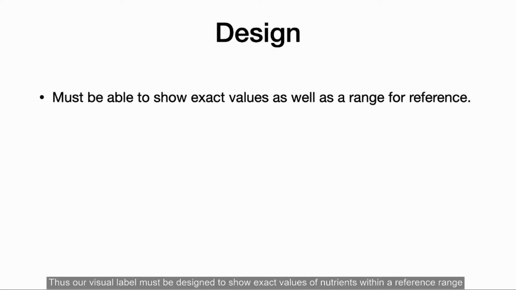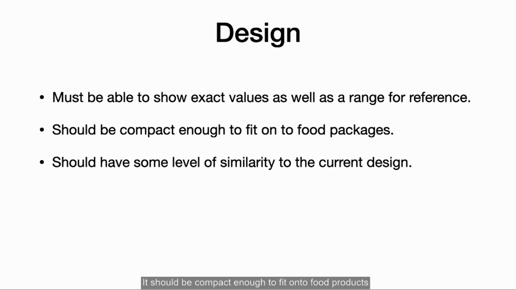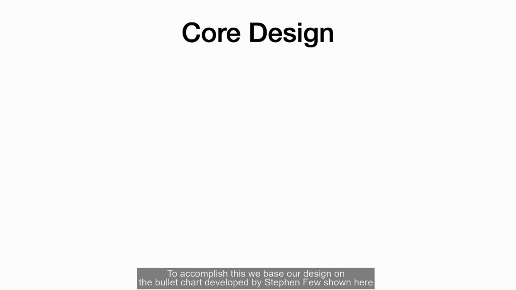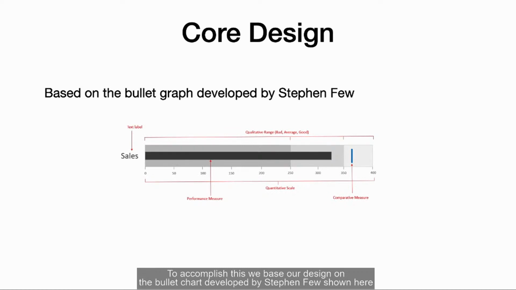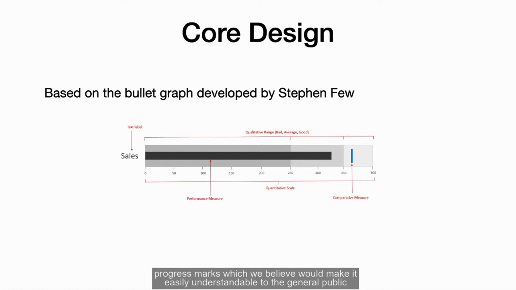Thus, our visual label must be designed to show exact values of nutrients within a reference range. It should be compact enough to fit onto food products, and should have some level of similarity to the current design so as to fit into FDA regulations, as well as minimize the learning curve for viewers. To accomplish this, we base our design on the bullet chart developed by Stephen Few, shown here. It has a small footprint and is based on bar charts. It also has some resemblance to progress bars, which we believe would make it easily understandable to the general public.